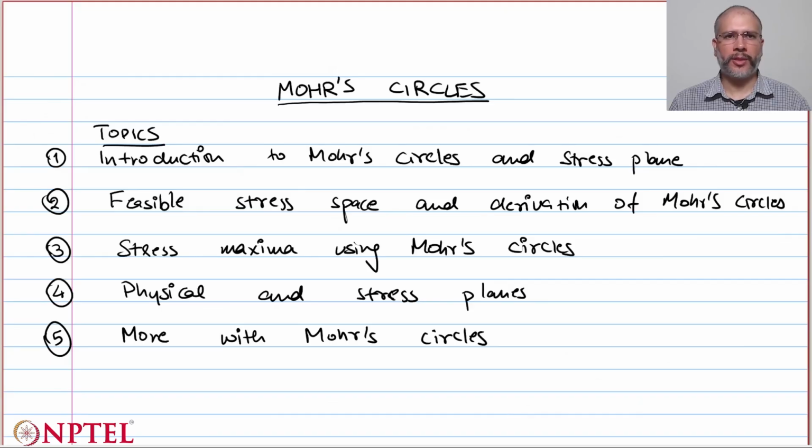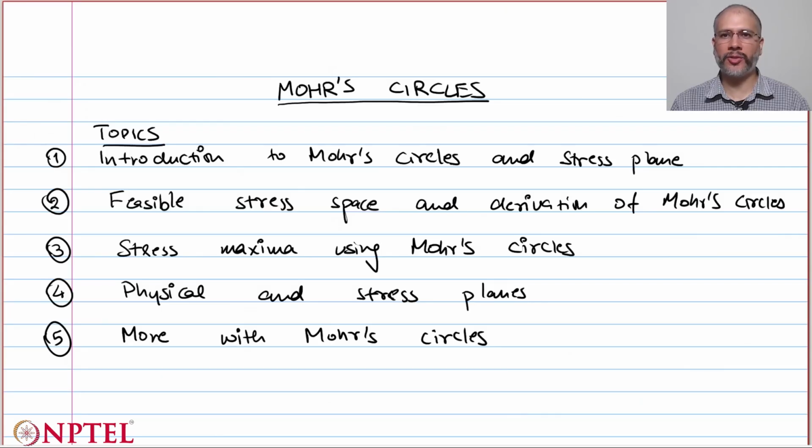The topics for today's lecture are as follows. First, we'll introduce Mohr's circles to you, and I'll talk about the idea of a stress plane, because we'll be drawing these circles on a plane called the stress plane. Then I'll talk about the feasible stress space and the derivation of Mohr circles. We'll go through some mathematical work to derive the equations of these circles and then find out the feasible stress space from the inequalities. Thirdly, we will talk about how to find stress maxima using the Mohr circles.